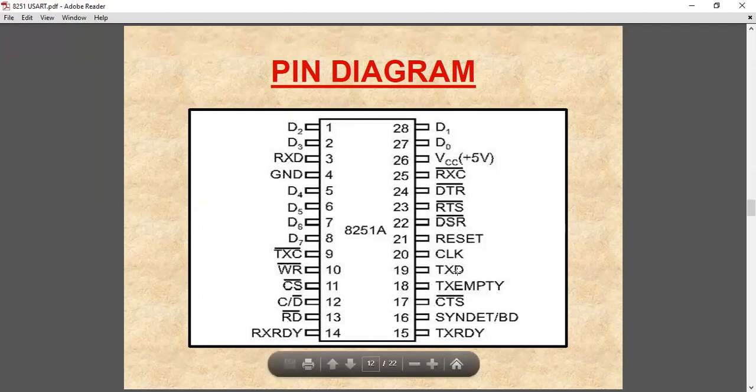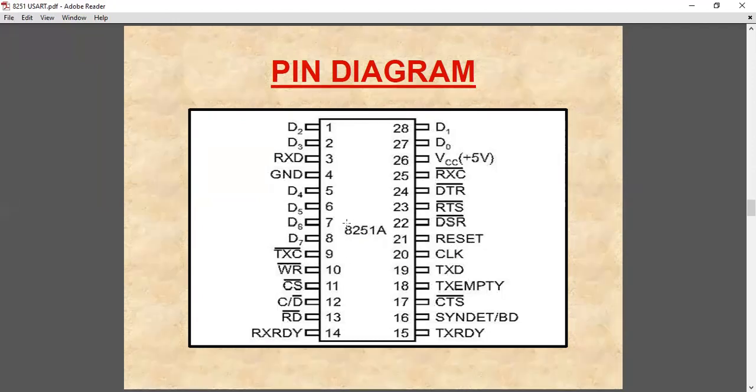Transmit data pin TXD, and the clock, we can apply at pin number 20, and we can reset the operation with the help of pin number 21, right? Whatever operation we are performing, if suddenly we want to reset it and start the operation once again from the beginning, then we can do the reset.